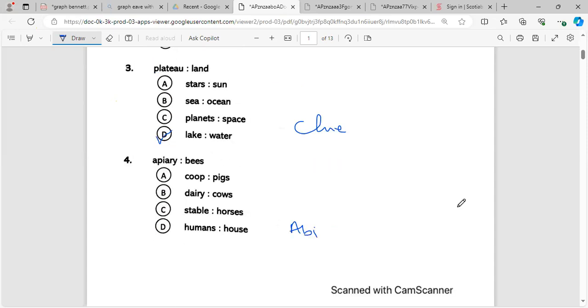Abby, yes, sir. I think you are for number 4. You volunteered for number 4. An apiary is a place where bees and honey are kept. So my answer would be stable to horses, because horses live in the stable.